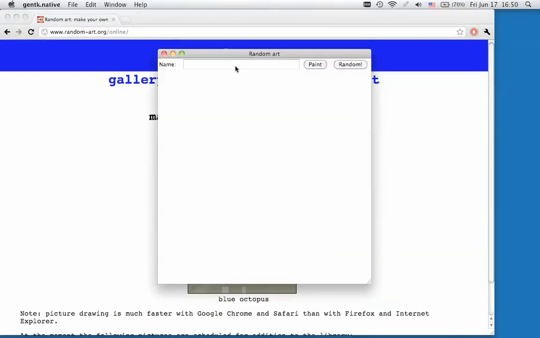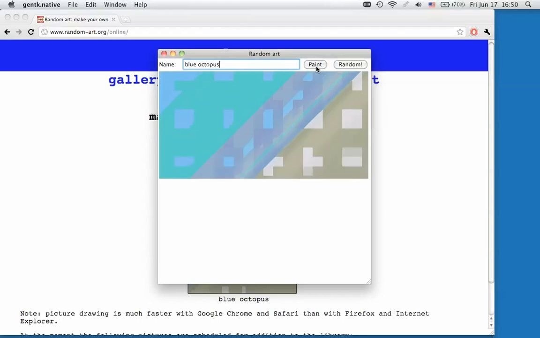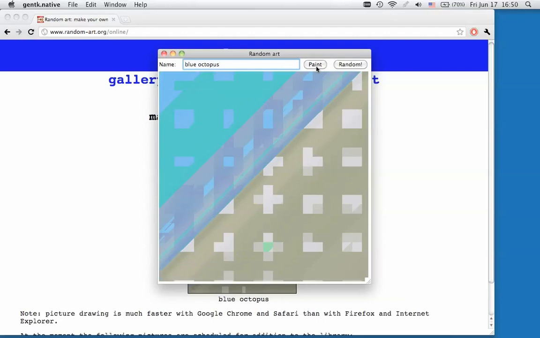So here's blue octopus. This is now a standalone program which works faster. When an image is computed, if the visitor likes it, he or she can submit it into the gallery and then it appears on the web.